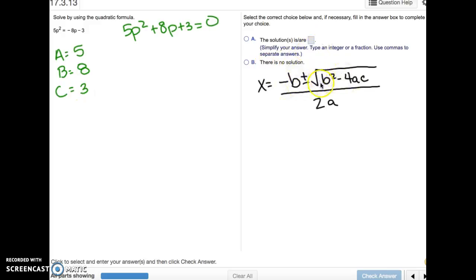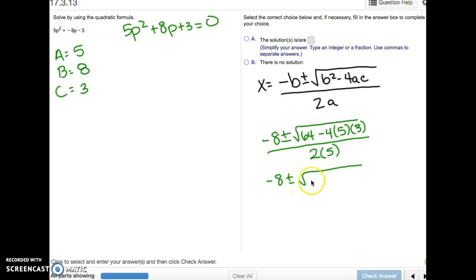Filling those numbers into my quadratic formula, negative b, so that's negative 8, plus or minus b squared, and if you're at the point where you can automatically see that that's going to be 64, you could go ahead and write that in, minus 4 times the a times the c, divided by 2 times the a. Right, so then I go through and simplify what's in here. So negative 8 plus or minus square root of 64.